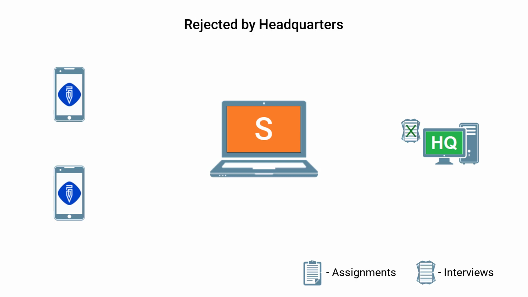Rejected by headquarters. This means that headquarters has rejected the interview so it is returned to the supervisor that initially approved it. The supervisor must now take action on the interview, providing explanatory comments or sending it back to the interviewer to be fixed. Approved by headquarters. This means the headquarters has approved the interview and no further action needs to be taken on this interview.